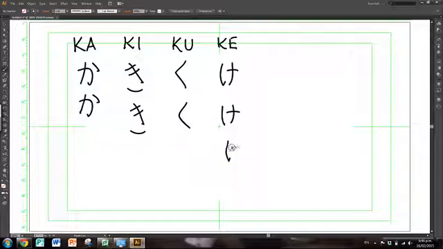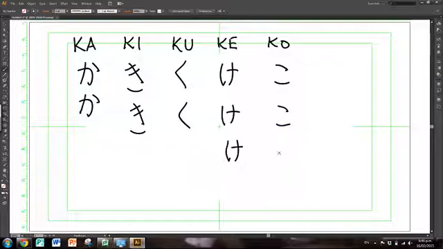You'll notice that each time I write it, it's a little bit different. That's because I'm doing it by hand. Ka, ki, ku, ke. Finally, ko. Ka, ki, ku, ke, ko.